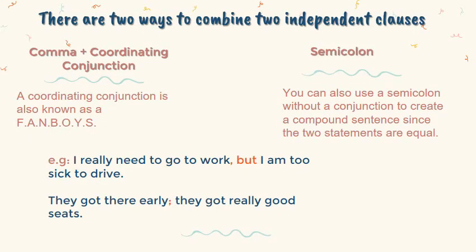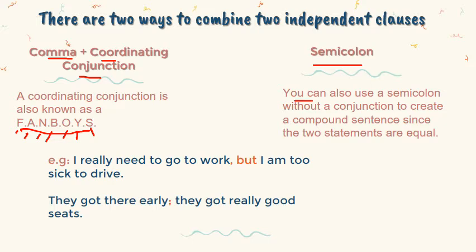There are two ways to combine two independent clauses. As we said, I can use a comma plus a coordinating conjunction, the fanboys as we said, or by using a semicolon. A coordinating conjunction is also known as the fanboys as we said. F for, A for and, N for nor, B for but, O for or, Y for yet, and S for so. In the next slide we are going to explain in detail about these coordinating conjunctions.